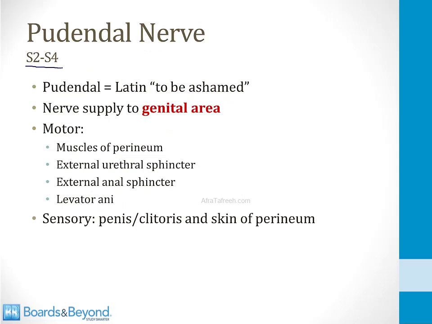The last nerve I'll talk about in this module is the pudendal nerve, which comes from nerve roots S2 to S4, so way down low in the lumbosacral plexus. The word pudendal is Latin for to be ashamed, and if you know this, it makes it easy to remember that the pudendal nerve is the nerve supply to the genital area. In terms of motor innervation, it supplies the muscles of the perineum, the external urethral sphincter, and the external anal sphincter, as well as the levator ani. In terms of sensory innervation, it's sensory to the penis and clitoris and the skin of the perineum.